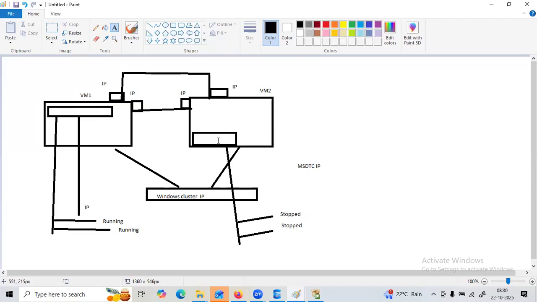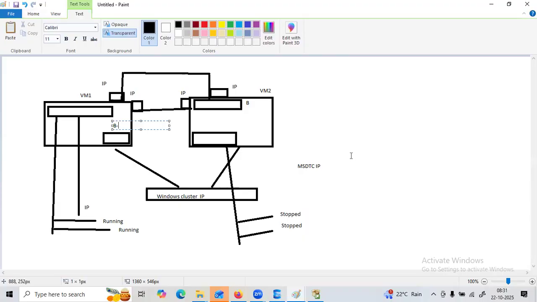Why? Because we added it, this setup you can call active passive. We have one more setup called active active. Active active means each computer has its own dedicated instance. See here, VM1 has a dedicated instance, it's running, and the other we added is stopped. So one computer has only one main instance. If you go for the one more setup, we install the SQL Server here, we add it here. So this is B, this is B dash. So here what will happen?